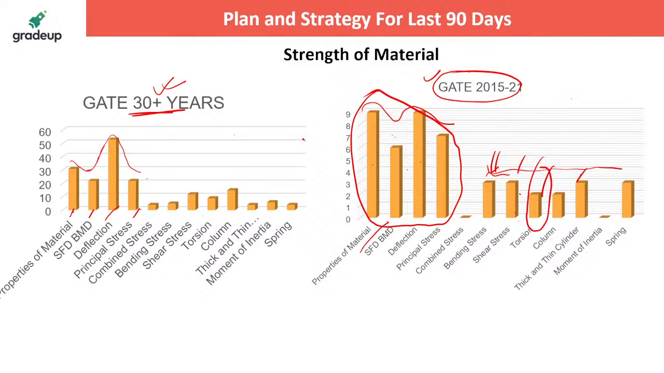But I do not consider it a big chapter, because here you have only 2 formulas, and with a very small understanding you'll be able to do the torsion chapter. Only one kind of question they're asking from it. Then column, thin cylinder, thick cylinder, then spring. They're all very small chapters. Are you getting my point? This year in GATE, I'm asking, was there a cylinder question?